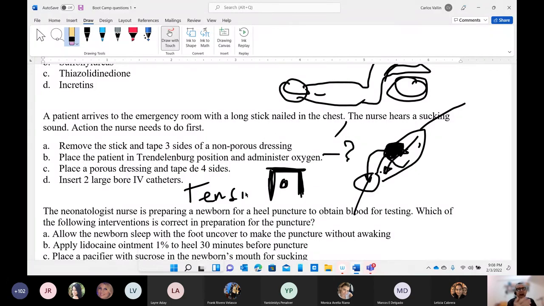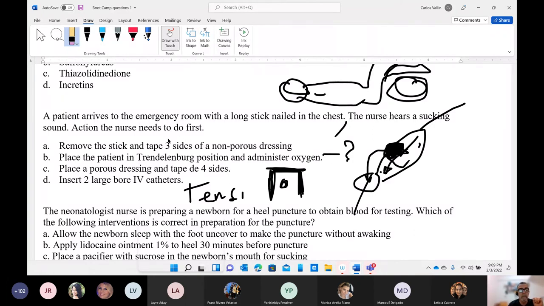But when the patient breathes out, the air that is in the pleural space can leave from here. So you see, I don't know if you're seeing me very well, but it's something like when you breathe in, but when you breathe out, you understand? So it's going to work like a valve that allows the air to leave, but not to enter. And this prevents the tension pneumothorax.